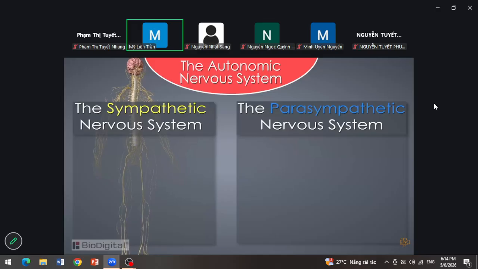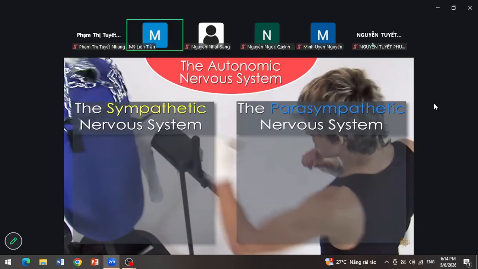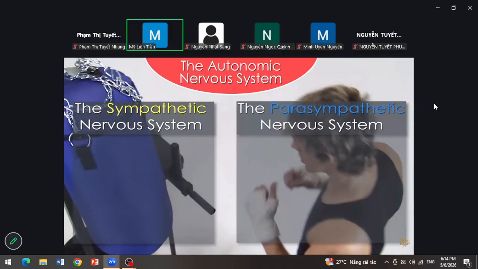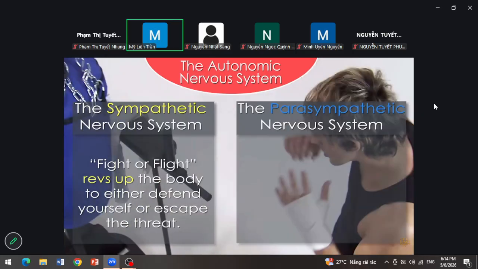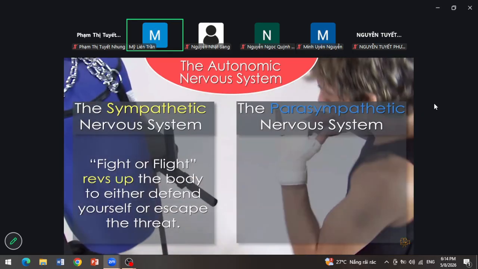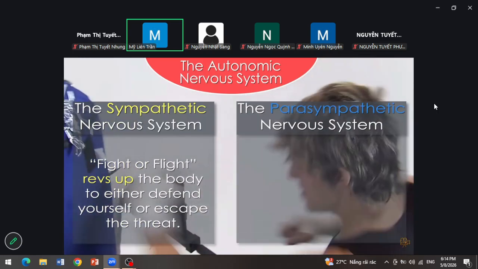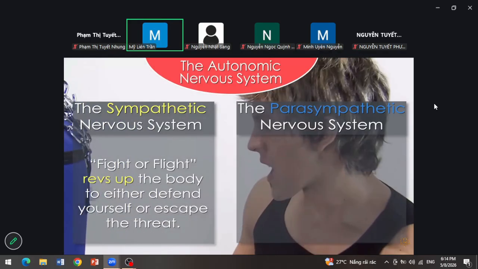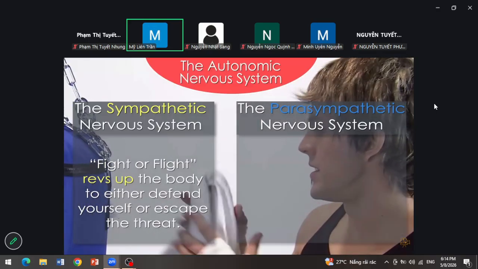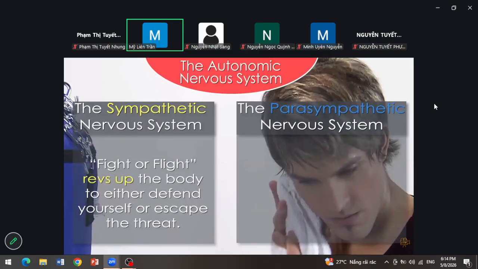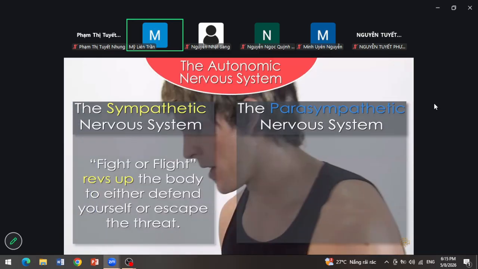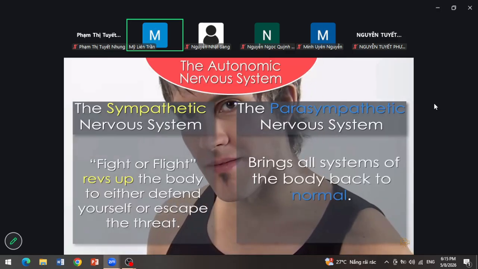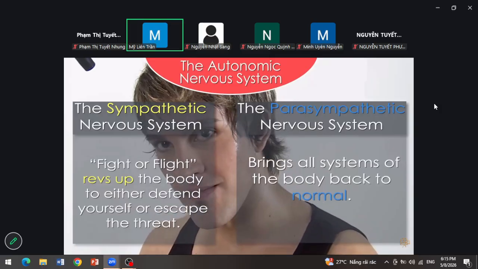The autonomic nervous system is further divided into the sympathetic nervous system and the parasympathetic nervous system. The sympathetic nervous system is vital to our survival. Have you ever heard of the fight or flight response to danger? The sympathetic revs up the body when confronted with imminent danger to either defend yourself or to escape the threat. The parasympathetic nervous system is the counterbalance to the sympathetic response to danger, whether real or imagined. Once the threat is gone, the parasympathetic brings all the systems of the body back to normal.